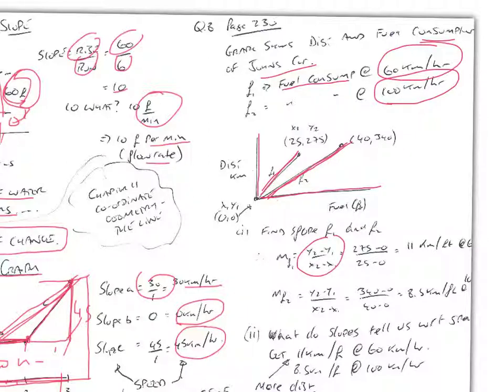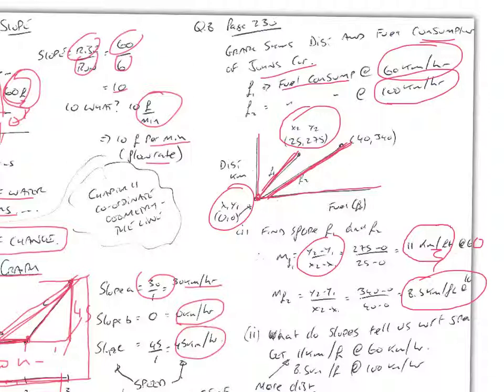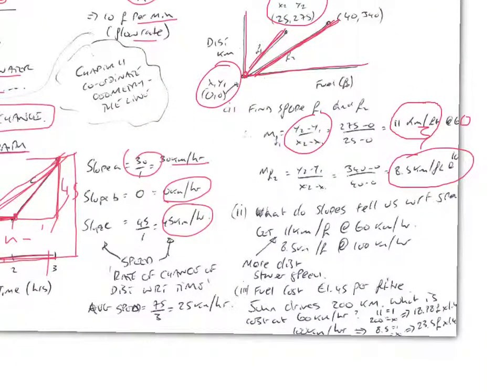So use your x2, y2, x1, y1, because it starts at 0, and we can see that when John's going at 60 kilometres an hour, the slope for this line is 11 kilometres per litre. So he can drive 11 kilometres per litre at 60. However, the slope for this line then shows that he only gets 8.5 kilometres per litre. Okay, so what does all that tell us? It tells us really that he gets further at slower speed on less fuel.